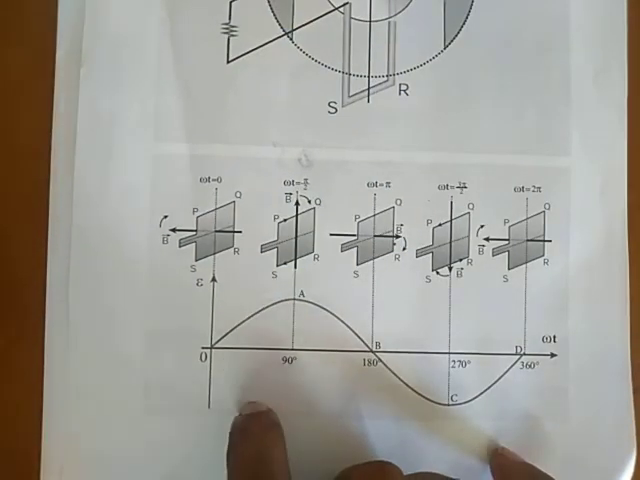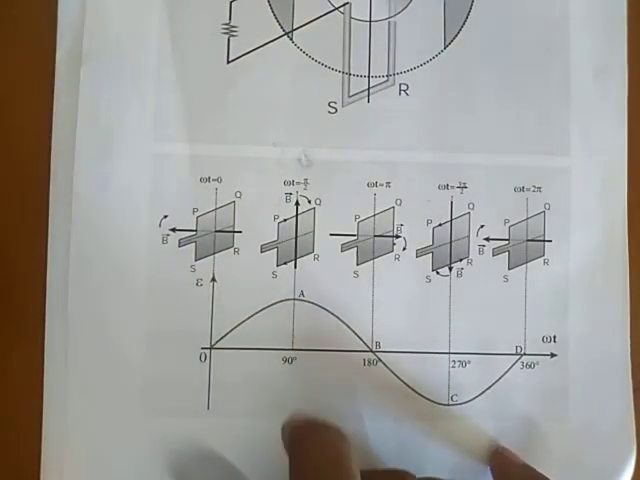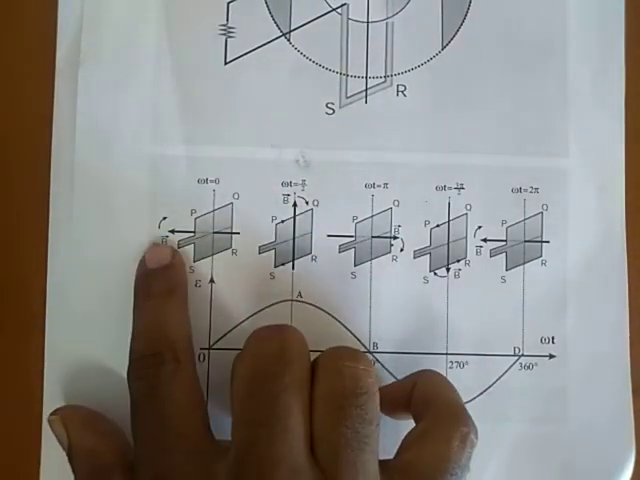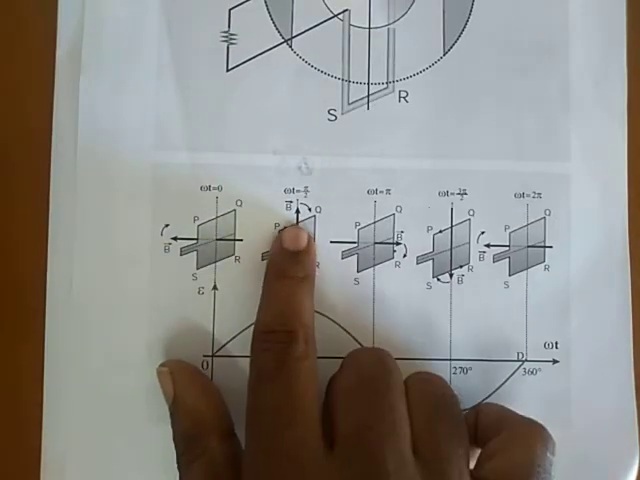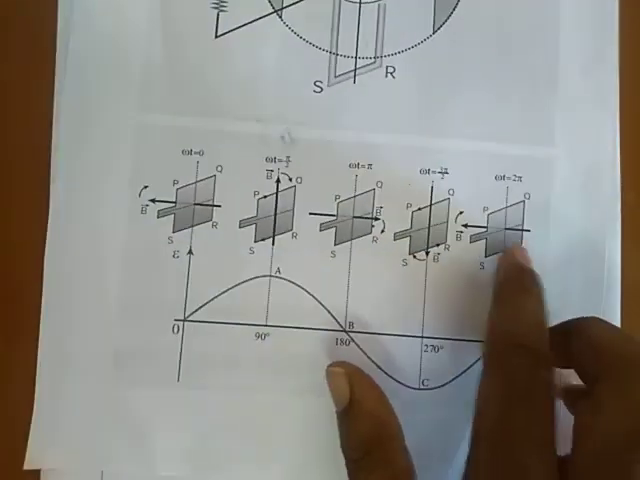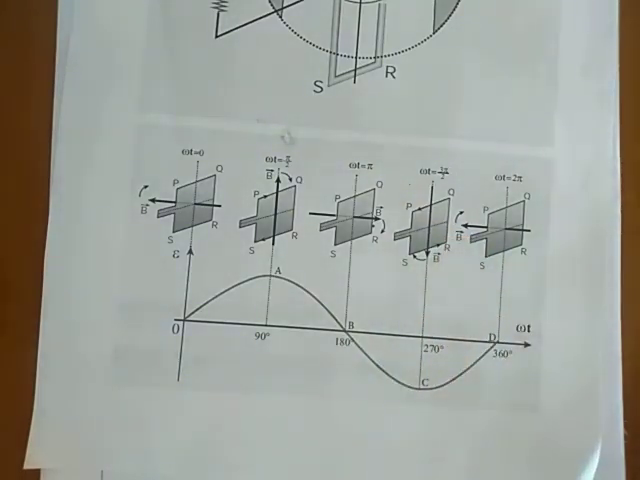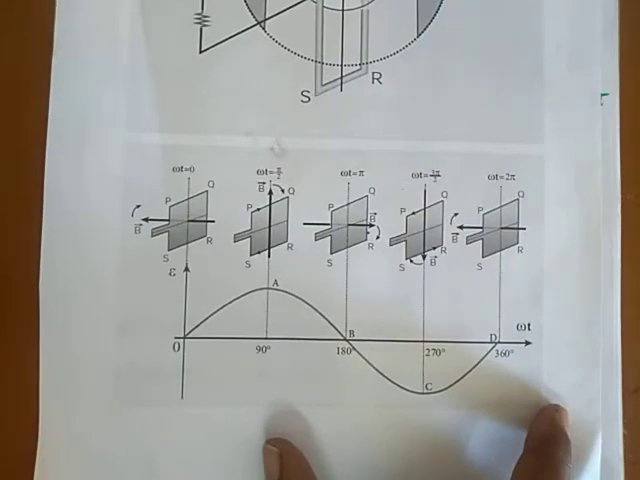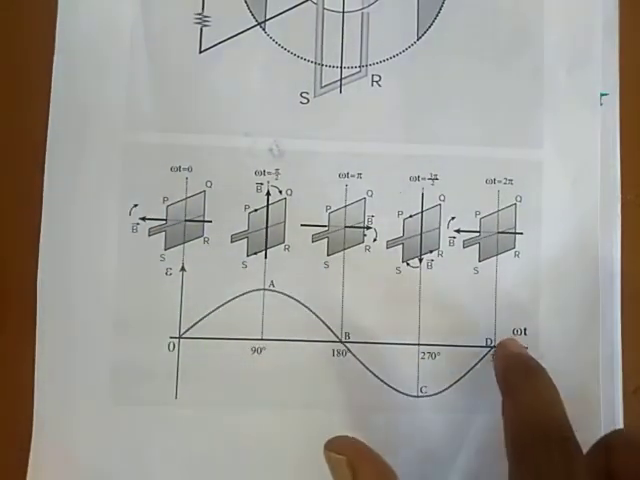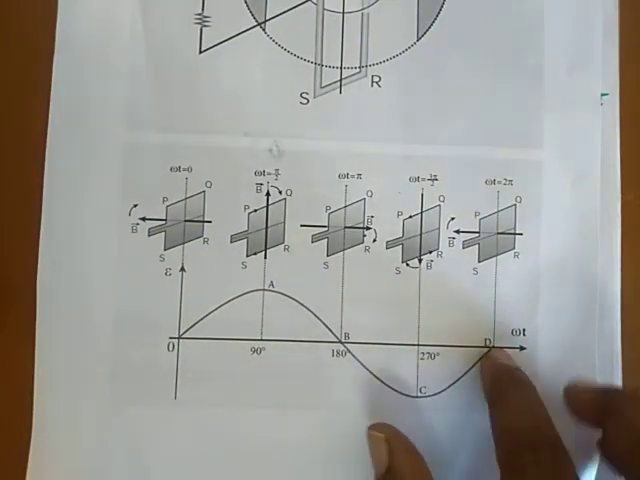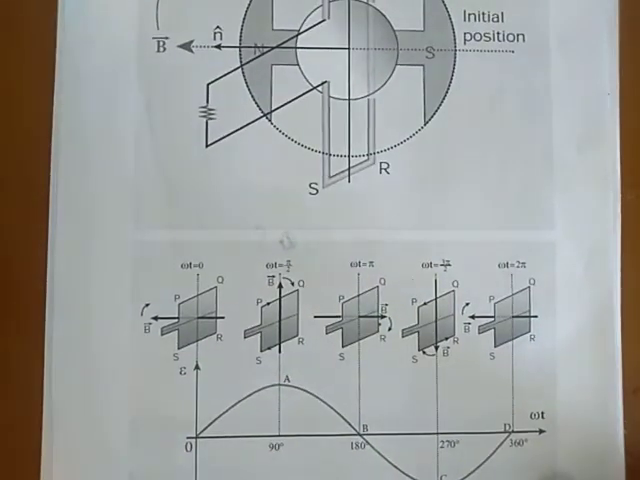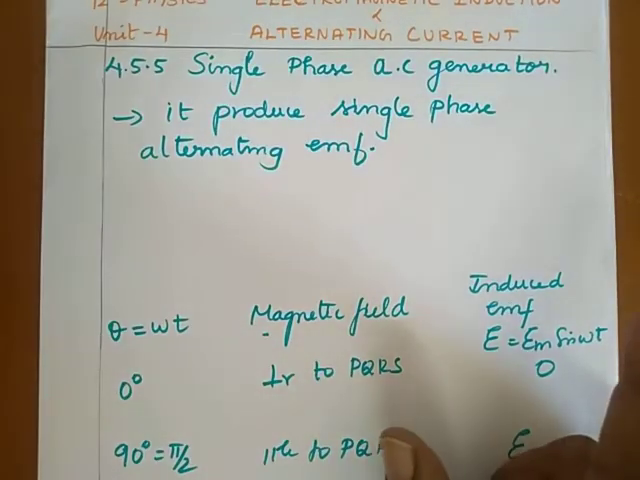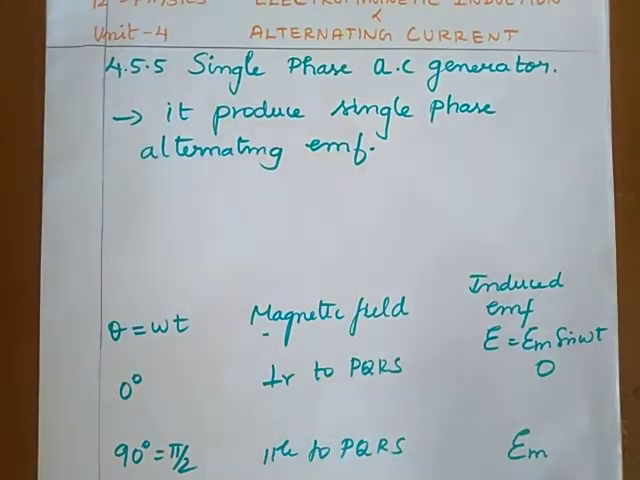Here we have to notice that the field magnet completes one rotation from 0 to again 0: 0 to 90, 90 to 180, 180 to 270, 270 to again 0. That means 360 degrees. For one complete rotation, the induced EMF in PQRS also finishes one sinusoidal wave function. It is an easy one, a single phase alternating current generator. It produces single phase alternating EMF.